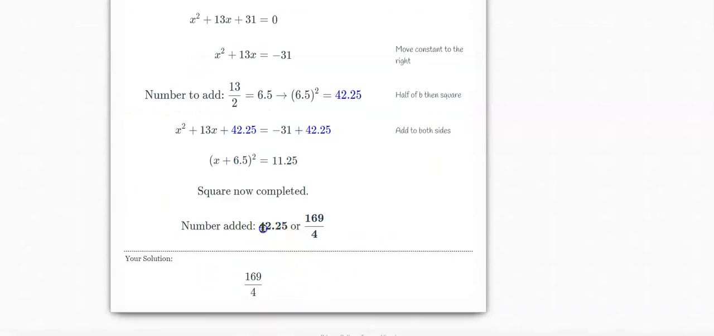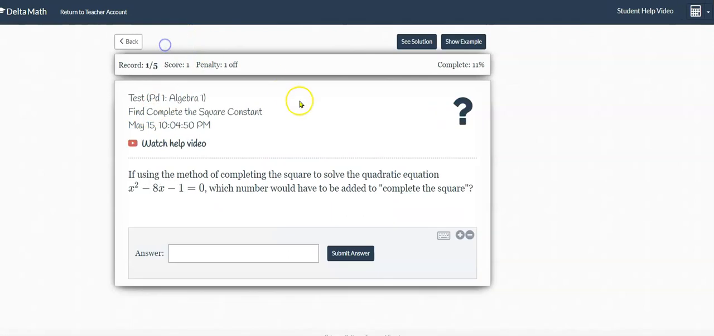Alright, you can do it in either form. You can give decimal form or you can give fraction form. If this is the Regents though, all of the multiple choices will be fractions. So try a couple of those. Alright, let's try one more here.